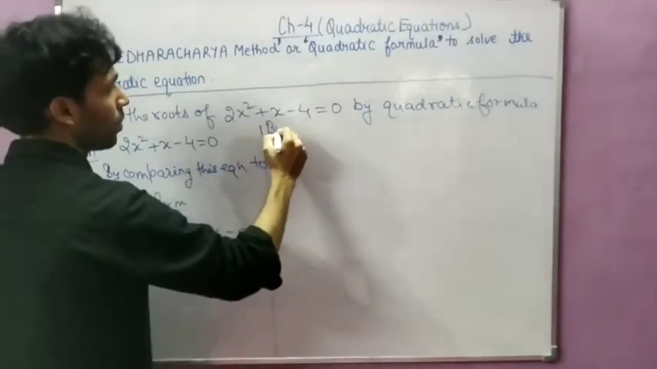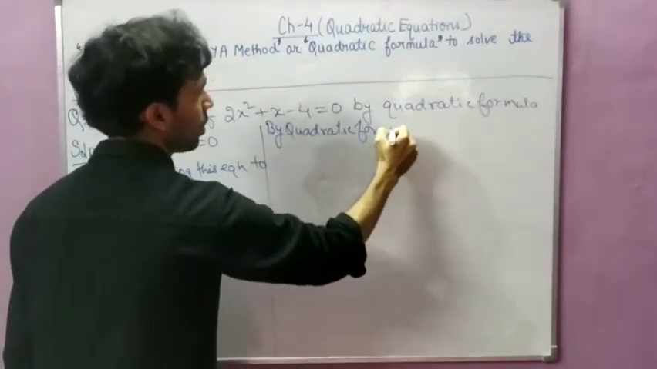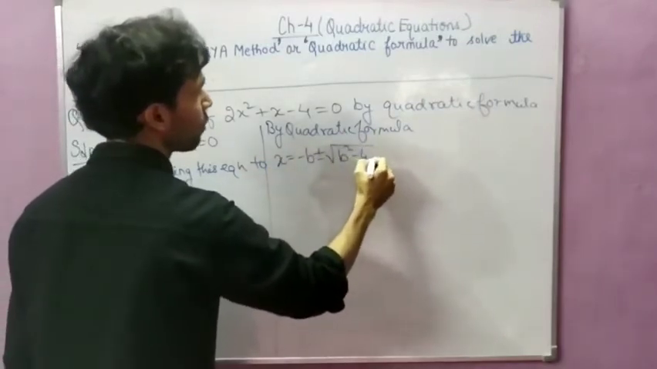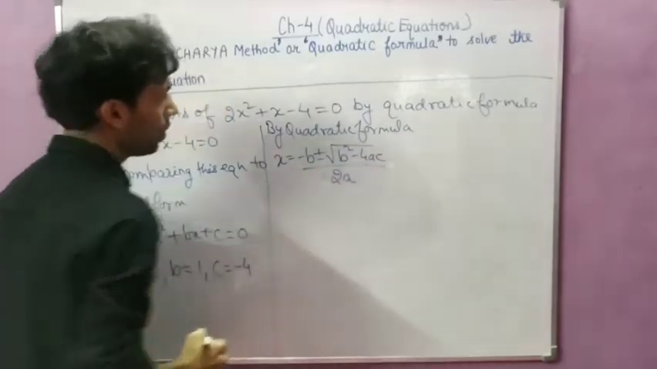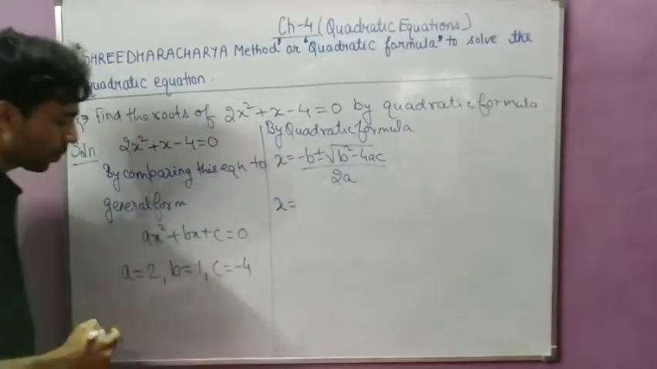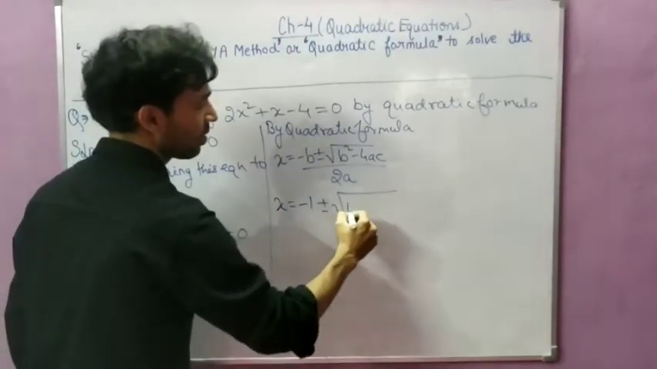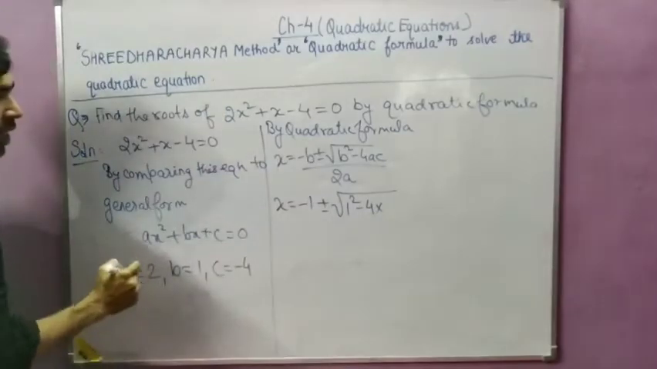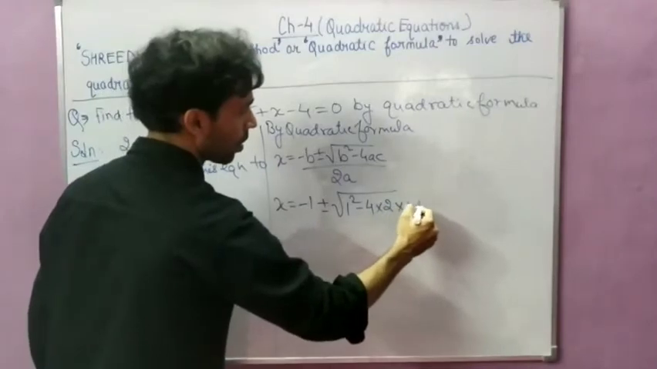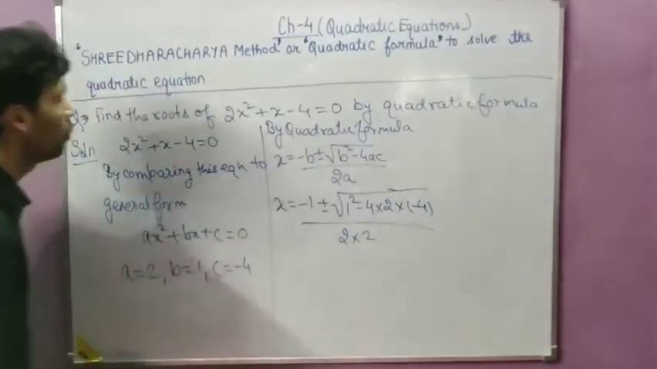Now by quadratic formula, what is the formula children? X equal to minus b plus minus under root b square minus 4ac upon 2a. Now put all the values. Now see, x equal to, the value of b is 1, so minus 1 plus minus under root 1 square minus 4 into, the value of a is 2 and the value of c is minus 4, divided by 2 into 2, the value of a is 2.